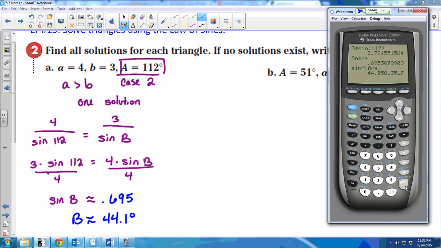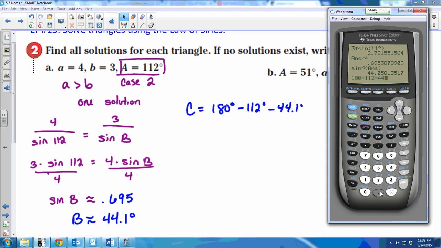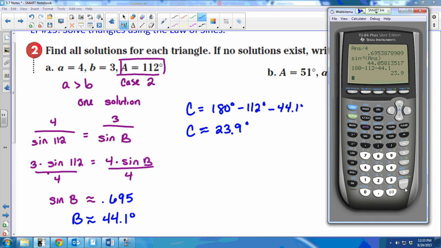Right? So now I know angle A, and I know angle B, and I can find angle C because it's a triangle. So angle C is 180 degrees minus the other two angles. That's 23.9 degrees. So now I have all the angles, right? And so then you could find the other missing side.